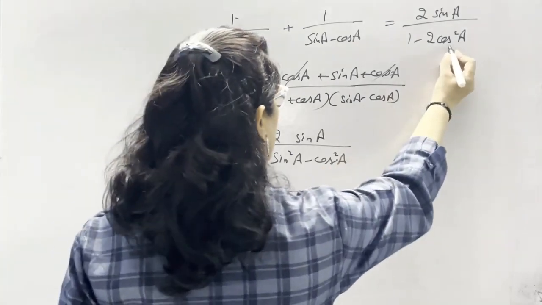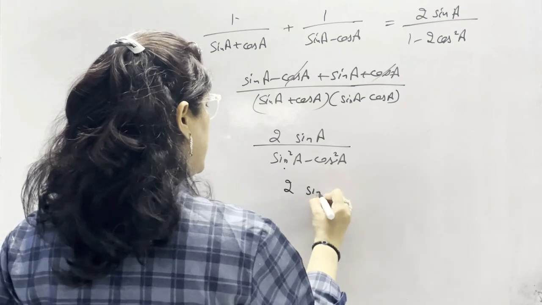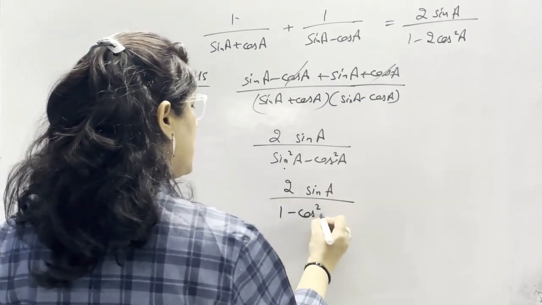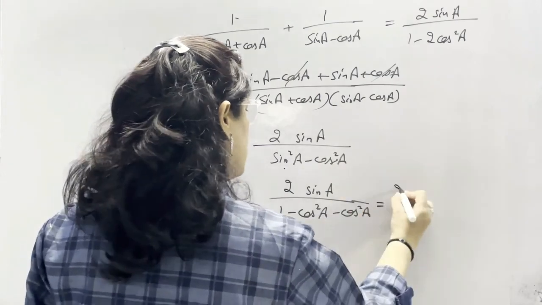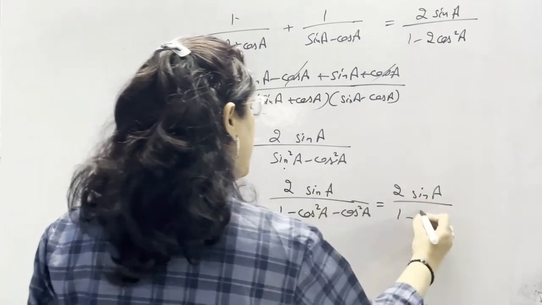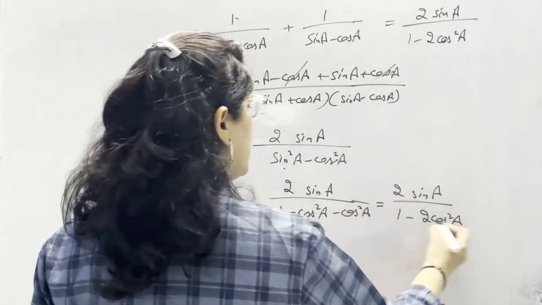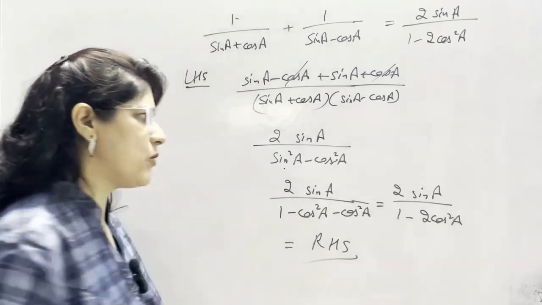But here we are getting cos square, so we need to change this term sin square according to first identity. So we know that sin square A is equal to 1 minus cos square A, and then this cos square A. So 2 sin A upon 1 minus, now this will get 2 cos square A. So 2 sin A upon 1 minus 2 cos square A. This is our right hand side and hence proved.